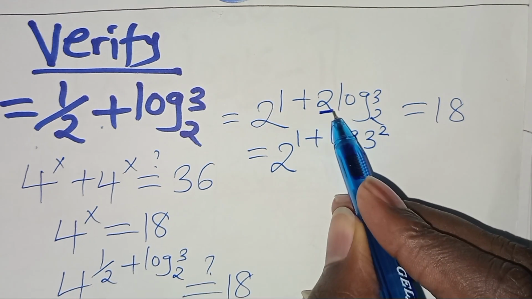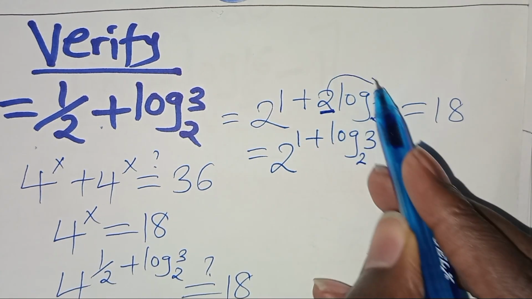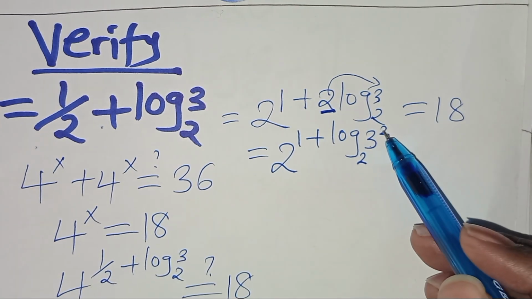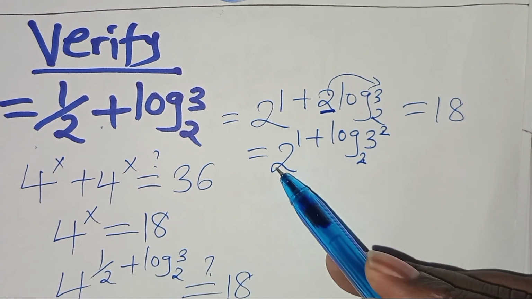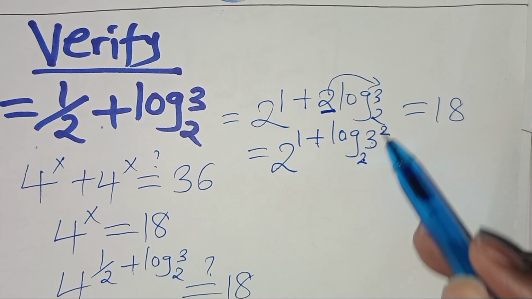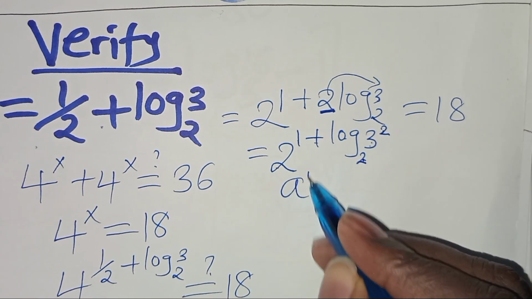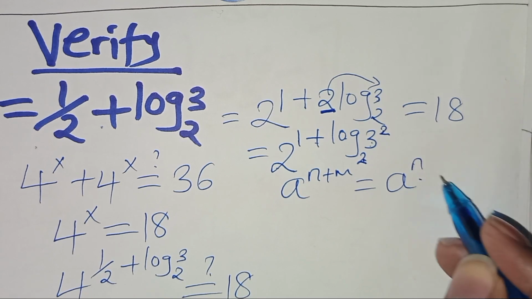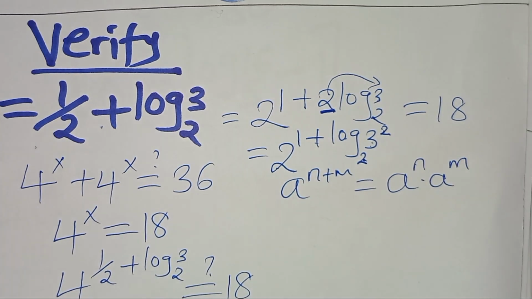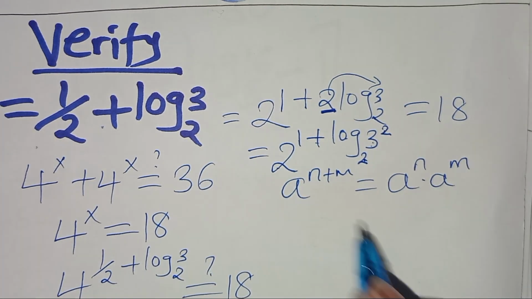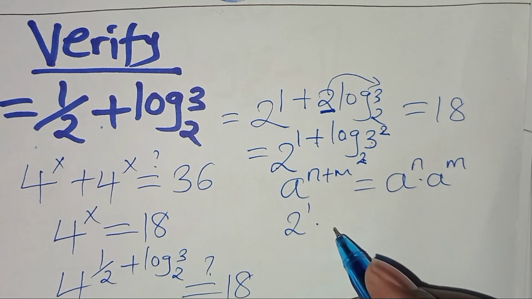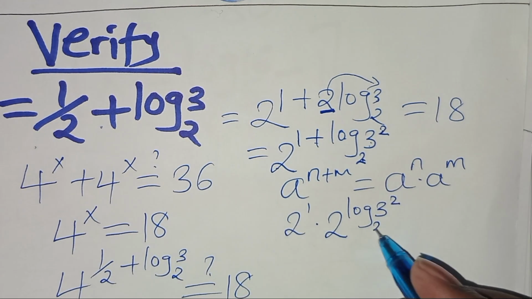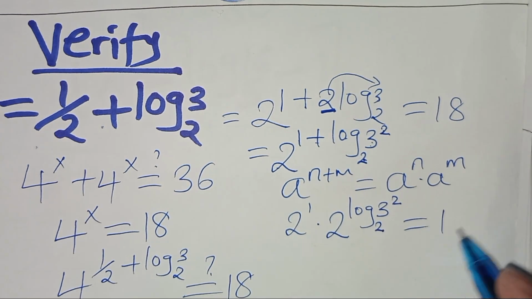Actually, this is the power, okay? So this actually is the power to 3. So it's 3 power 2 to base 2. So 2 to power 1 plus log 3 squared to base 2, this is in the form of a power n plus m, which we can express as a power n multiplied by a power m. So let's apply this exponent property. We'll have 2 to power 1 multiplied by 2 to power log 3 squared to base 2. This should give us a value of 18.